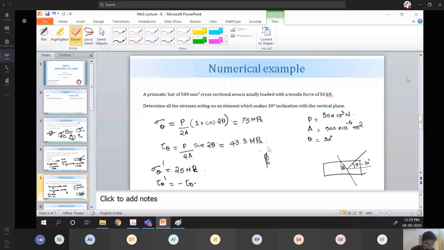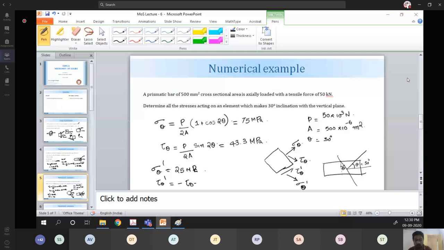So we just need to show it in a stress element. What we can see here is this one will be the sigma theta, this is the tau theta, and perpendicular to that one will be again tau theta. Sigma n dash, sigma theta dash and tau theta dash.